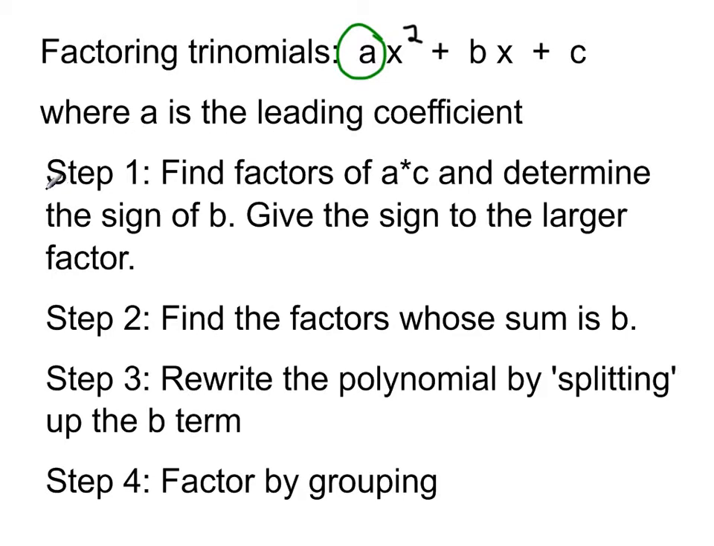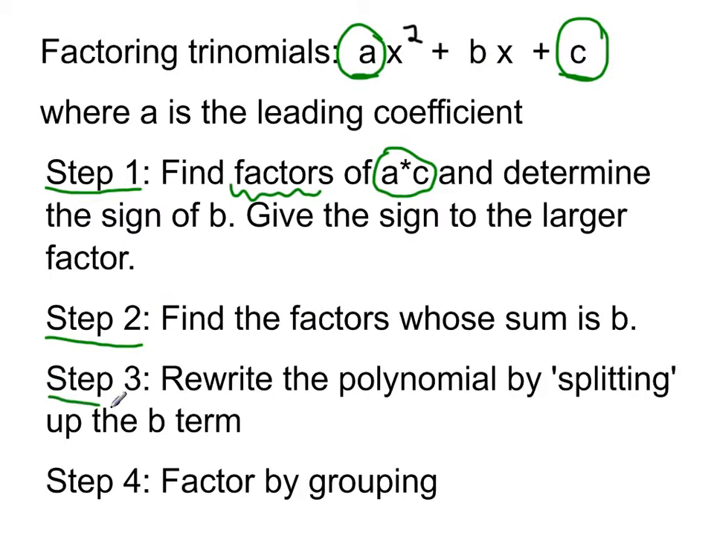So our first step is to find factors of a times c. And that's where it gets its name, AC method, because we're going to multiply the a, whatever that leading coefficient is, times the constant c. And we want to find the factors of it. We're going to determine the sign of b. It still determines the sign of the larger factor, just like our old method. Step 2 hasn't deviated away too far. We're going to find the factors from a times c, whose sum is b.